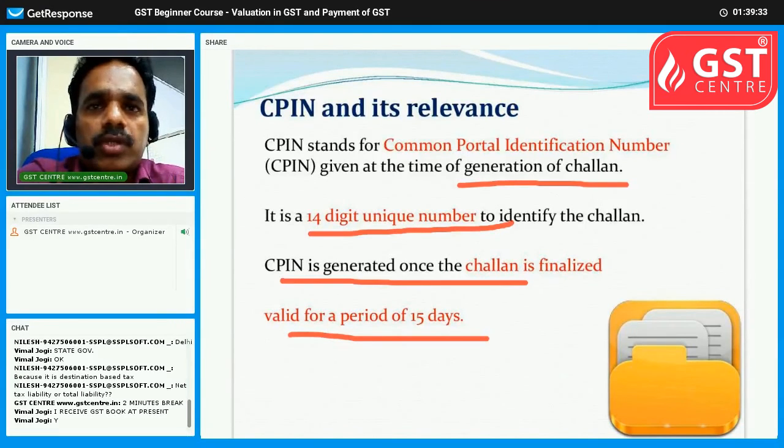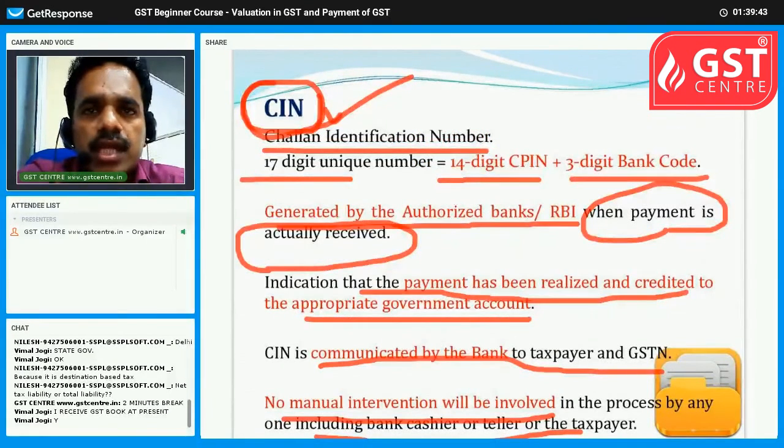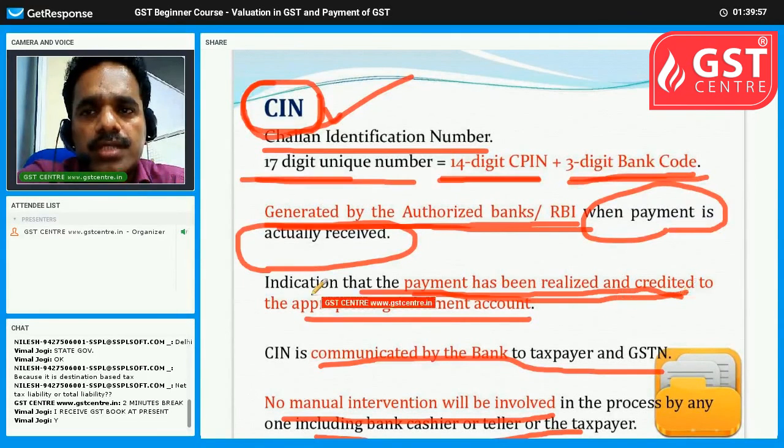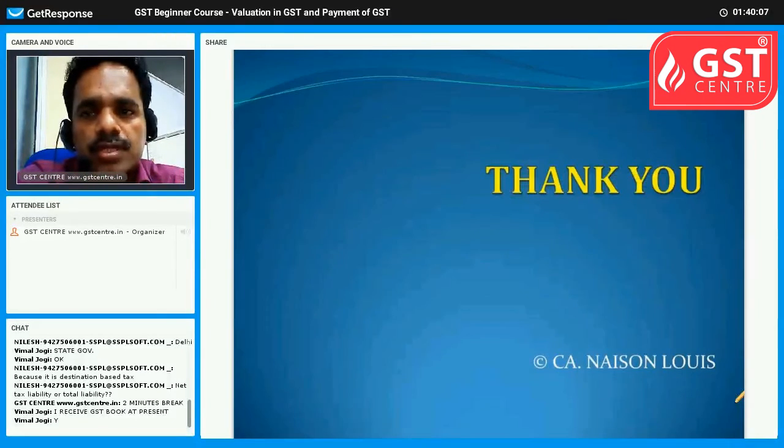Then the CPIN, common portal identification number, will be generated at the time of generation of the challan. It is a 14-digit unique number. And there is the CIN, challan identification number, a 17-digit unique number that includes the 14-digit CPIN plus the 3-digit bank code. It is generated by the authorized banks or RBI. It is an indication that the payment has been realized and credited to the appropriate government account. It is communicated by the bank. So on payment of tax, there will be a CIN. There is no manual intervention.